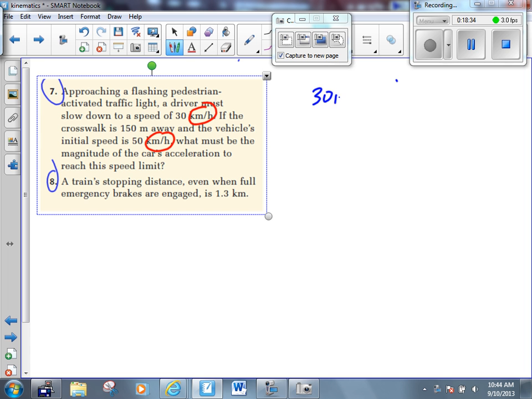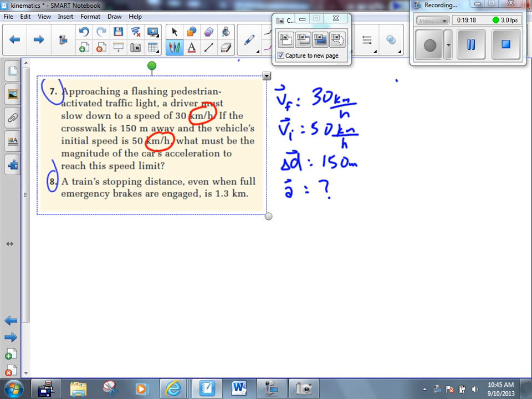30 kilometers per hour, what is that? The velocity, right? But v what? V initial, v final, just v? Rutger? Yes, it's the final velocity. It's how fast you got to be moving before you get to the crosswalk. That must mean that 50 is vi. We're going to say the displacement of the car during this time is 150 meters, and we're looking for the acceleration. Is that all? I think that's it.